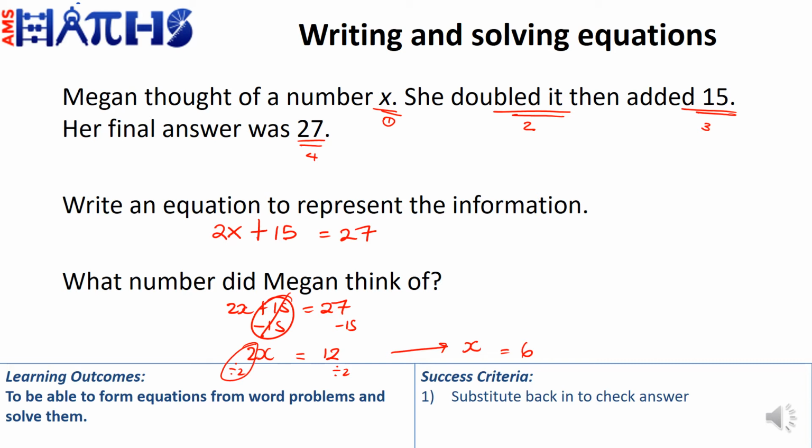And we can always check if she's correct. So here's our check box. The equation was 2x plus 15 is 27. So her x was 6. So we know 2 times 6 will give us 12, and when we add that to 15 we get 27. So therefore our calculation is correct.